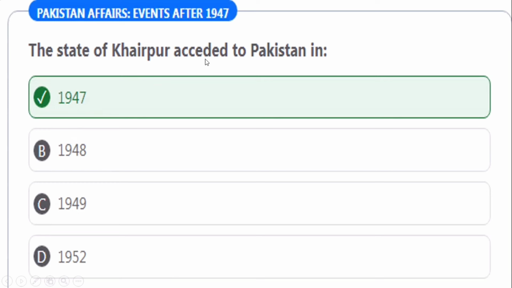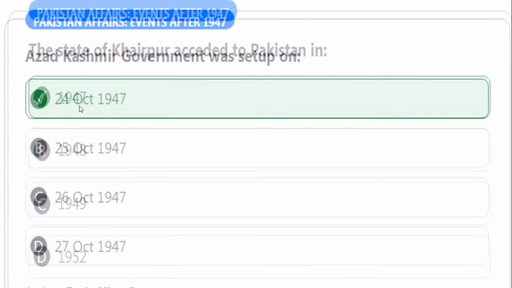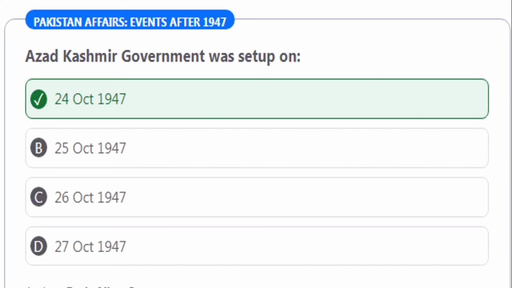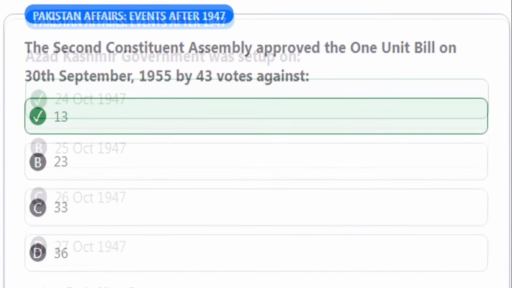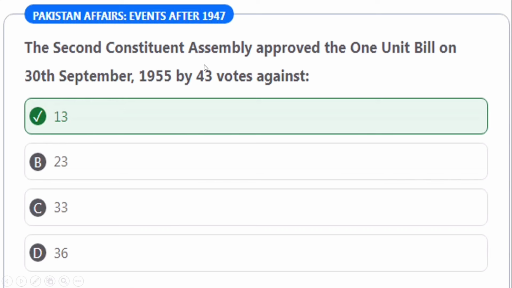The state of Khairpur acceded to Pakistan in which year? Right option A, A number 1947. Azad Kashmir government was set up on right option A, A number 24th October 1947. The second Constituent Assembly approved the one unit bill on 13th September 1955 by 43 votes against right option A, A number 13 votes.